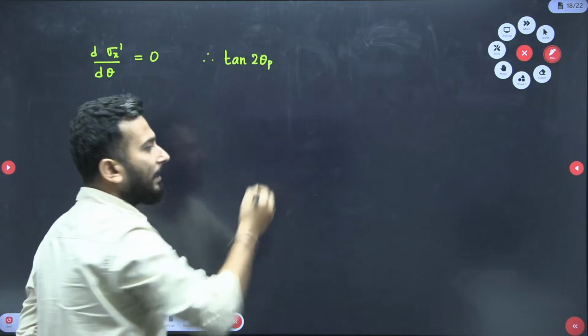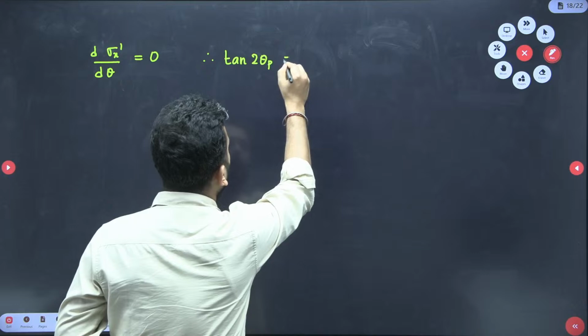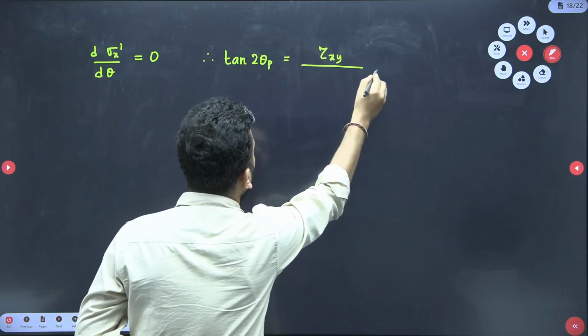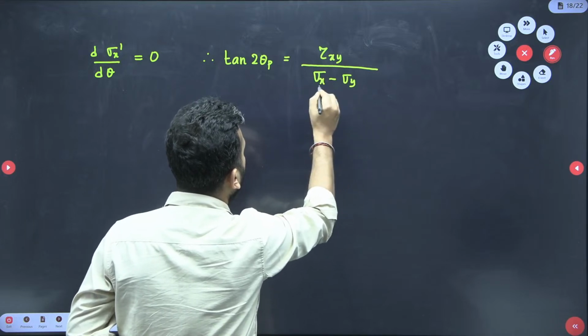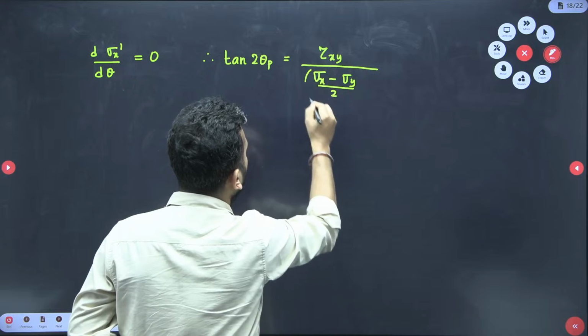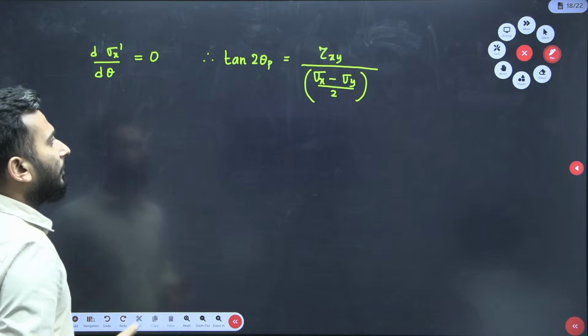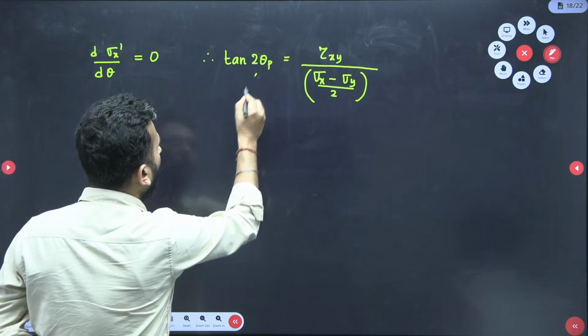I am writing p, just because I will give the name principal. We will get tan 2 theta p equal to tau xy divided by (sigma x minus sigma y) by 2. This is the equation tan 2 theta p we have got. I have also discussed it, and I have plotted it on the graph also.